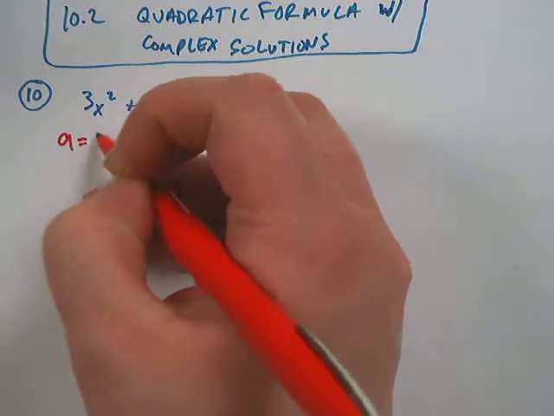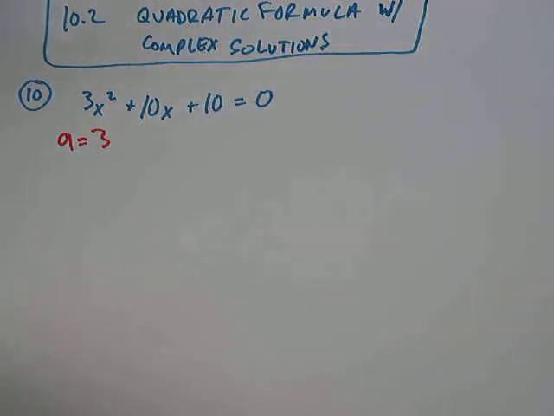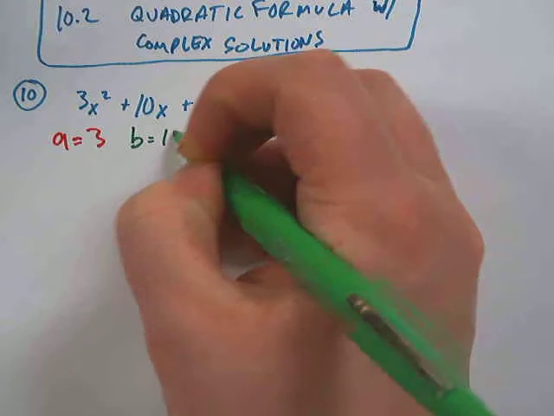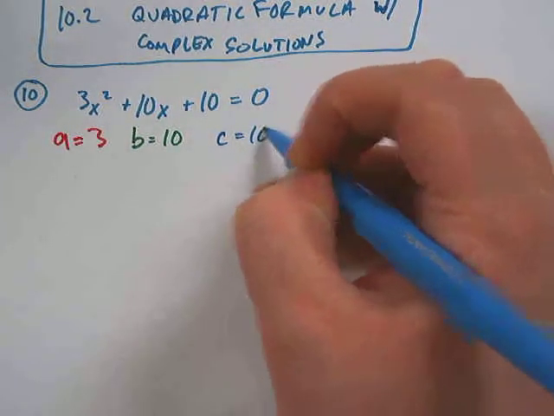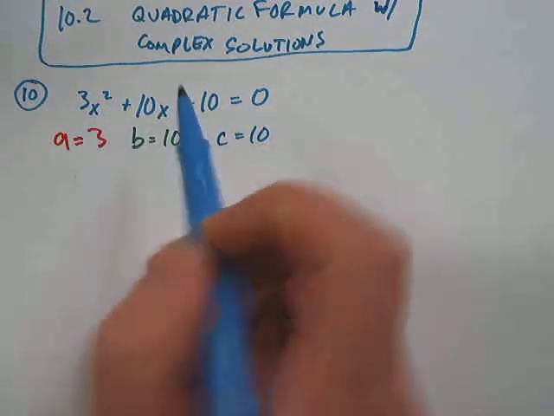So in this case, a is 3, b is 10, and c is also 10. So those are just our three coefficients right there.